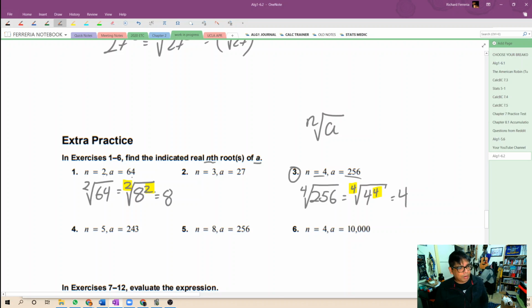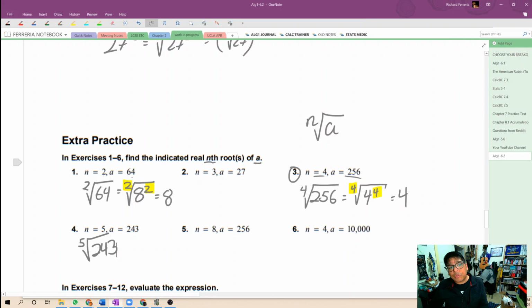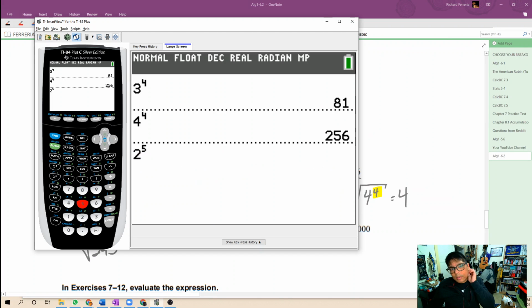Let's try it over here. We want the fifth root of 243. So I'm going to grab my calculator now, and I'm going to try the fifth power of a bunch of things. Let's try 2 to the fifth power. And remember, we're trying to get to, actually, I don't remember what we're trying to get to. Let's take a look. We're trying to get to 243. So we're going to try the fifth power of a bunch of numbers until we get 243.